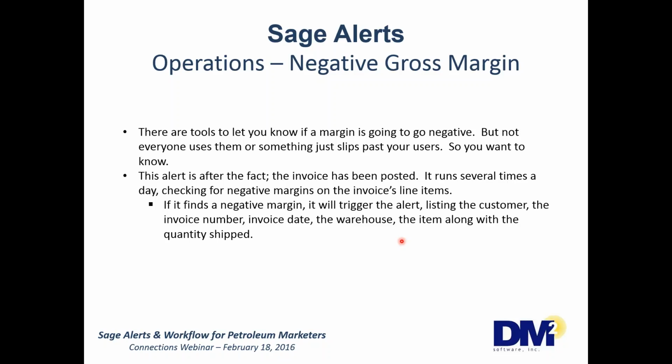This alert is after the fact. The invoice has been posted. It runs several times a day, checking for negative margins on the invoice's line items. If it finds a negative margin, it will trigger the alert, listing the customer, the invoice number, the invoice date, the warehouse it was shipped from, and the item along with the quantity shipped.